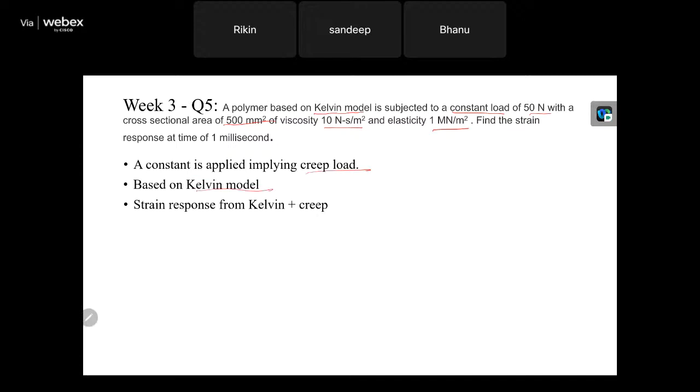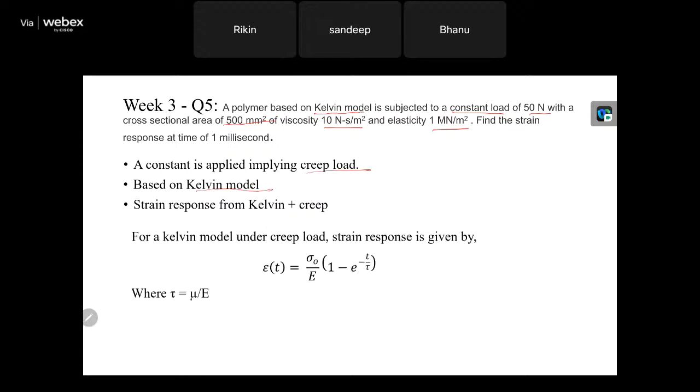And as you might have seen in the lectures, this was derived by the professor. So the equation for Kelvin model under creep load, the strain response is given by this equation. So you have to simply plug in the values that are given in the question and you will find the answer. Now the sigma naught in this is basically the initial stress, and that you can find by using the force that is given and the cross-sectional area. So this is a pretty straightforward question, but the only challenge is that you have to identify that this is a question of a creep loading, basically.